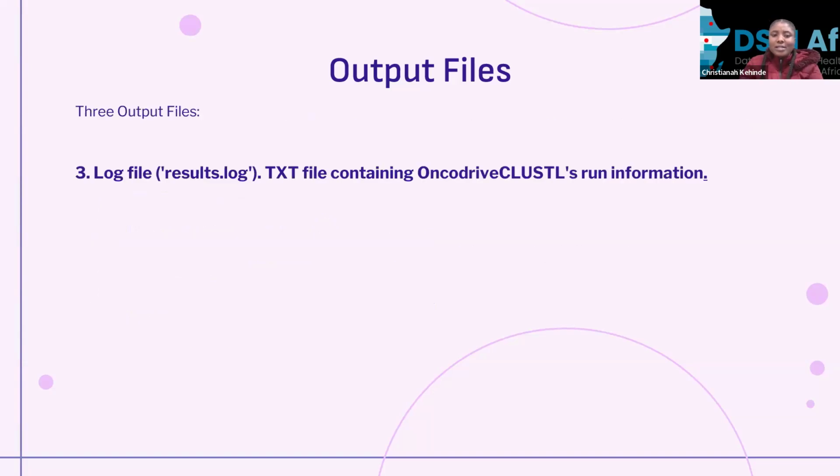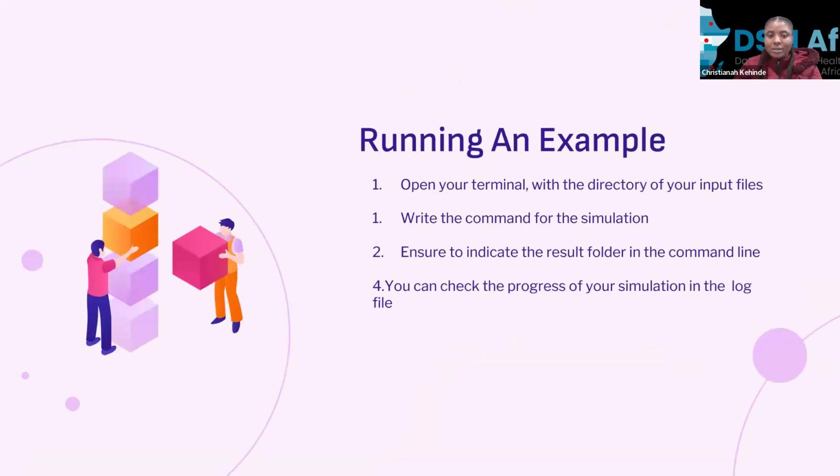So we're going to run an example quickly. Okay, sorry, the last output file is the log file. Basically what this does is it gives you the progress of your simulation. So for example, you've imputed your input file and you want to know how far your work has gone, you can just check this file, because as soon as you start running the tool, it's going to create an output file that you can check the progress of your work to see everything is still intact.